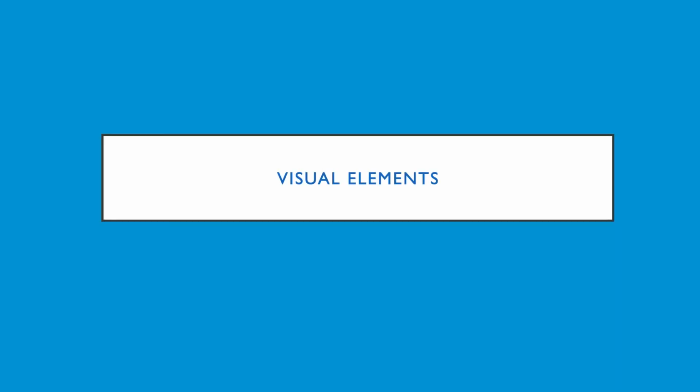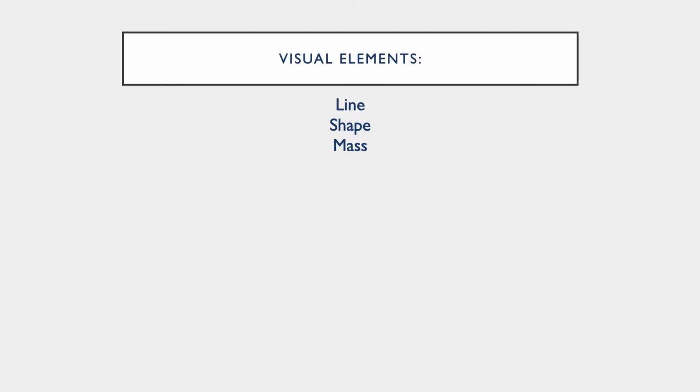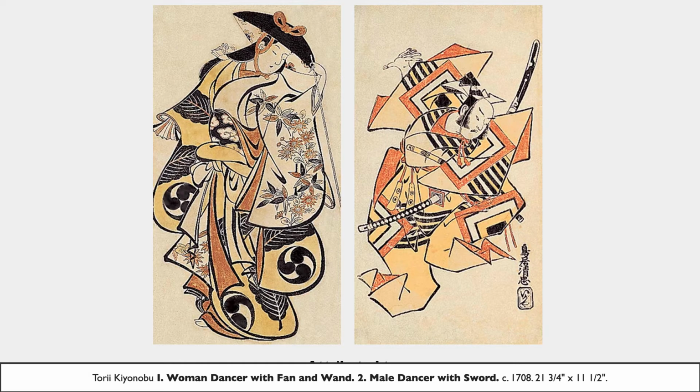Let's talk about visual elements. Start with line, shape, and mass. So line, when we're defining line, a line is a point traveling over a distance.